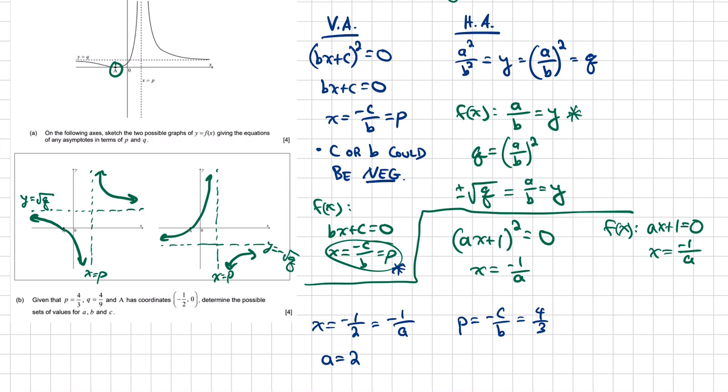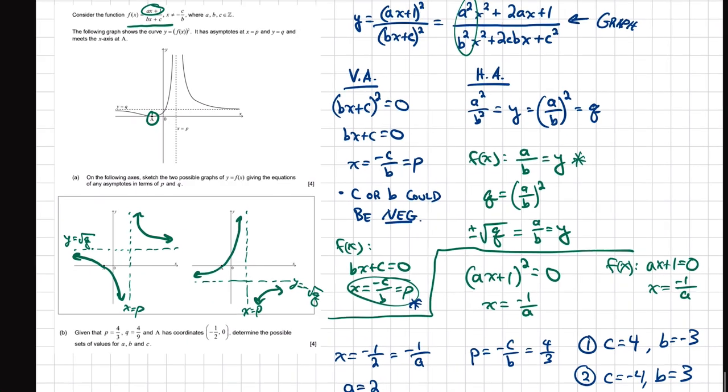That tells me that I have two cases. One case is where c is going to be equal to +4, in which case b would need to equal -3. And then we also have case 2 where c could equal -4, in which case b would need to equal +3. So that is one approach to solving a problem like this.